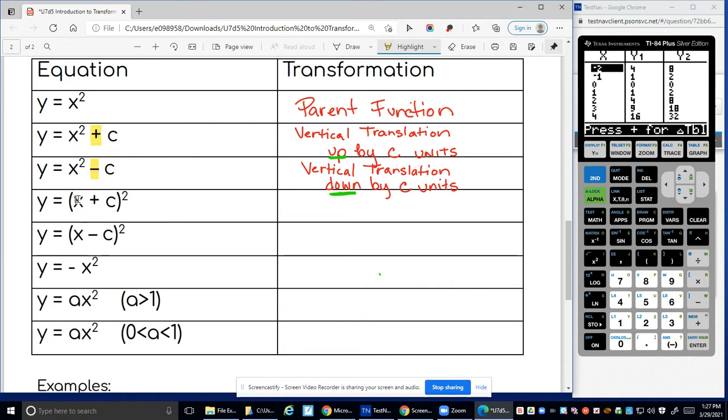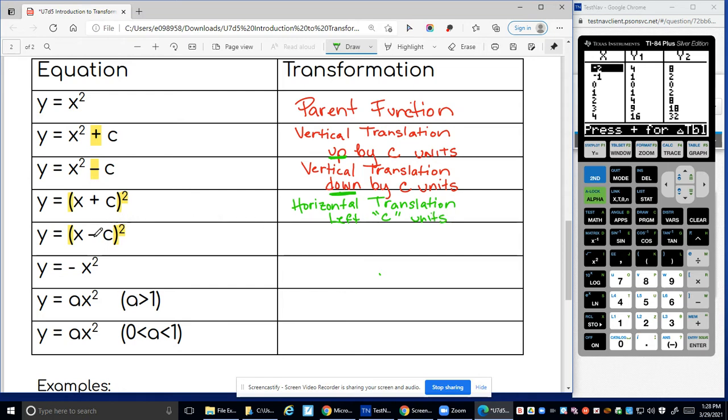Okay? All right, now we have the whole parenthesis thing. Yes? So remember, it's like the opposite. Once it's inside the parentheses, it's opposite of what you would think. So instead of going to the right because it's positive, it's going to go to the left. Good. This is what we call a horizontal translation left C units.